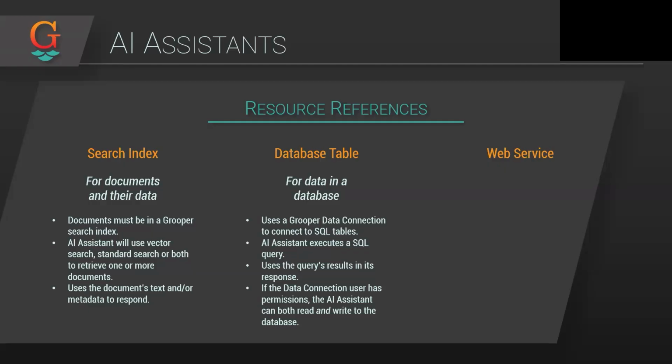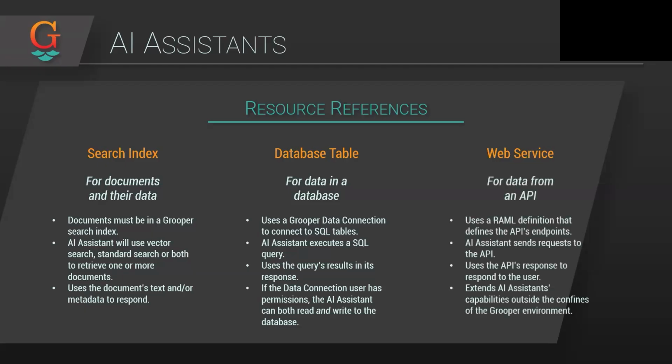And then lastly, we've got a web service reference. And this is useful for integrating an AI assistant with an API in one way, shape, or form. So it uses something called a RAML definition that defines the API's endpoints to connect the AI assistant to the API, basically supplying it the information it needs to make certain API calls. Then, after executing that retrieval plan, it uses the API's response to respond to the user. And this is a really, really interesting way to extend AI assistants outside the world of Grooper.